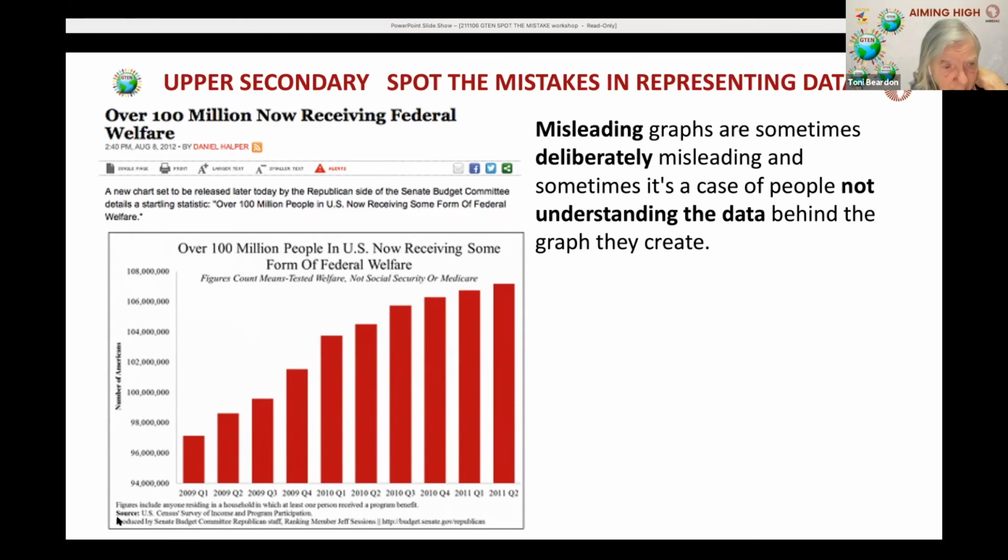So it isn't a lie. It does tell you exactly the information on which this data was collected. But when you look at it, it's very misleading, isn't it? And you can't help thinking it was deliberately misleading. Sometimes it's a case of people not understanding the data behind the graph they create, so they create a misleading graph without realizing it. Or they may deliberately try to confuse the people who might vote for them or buy their product.